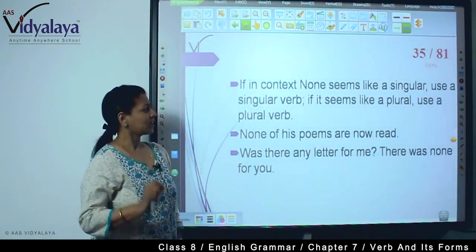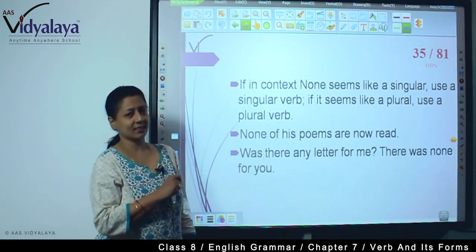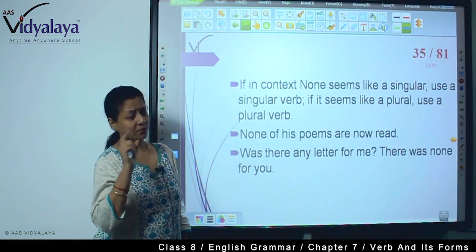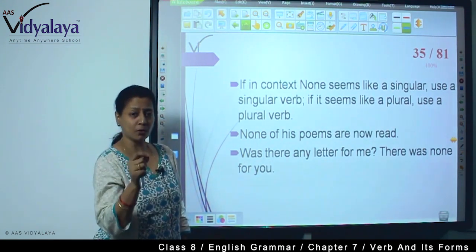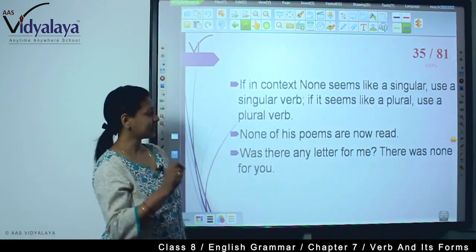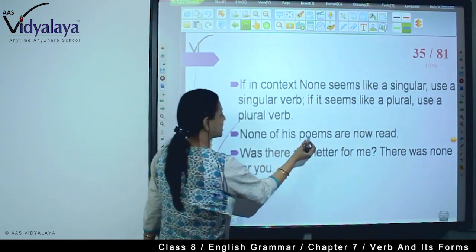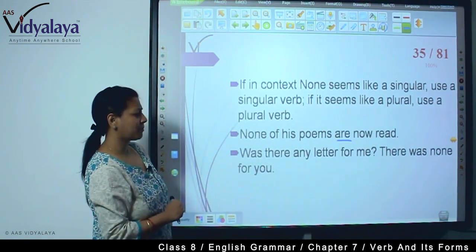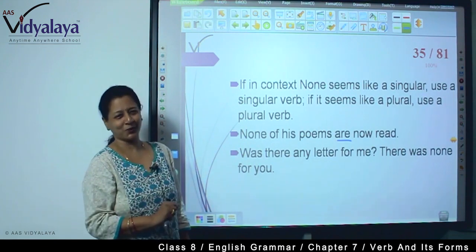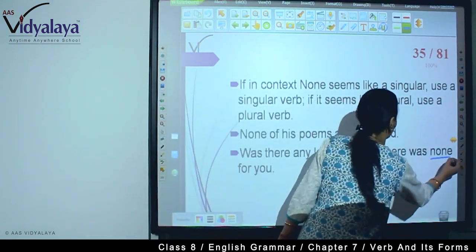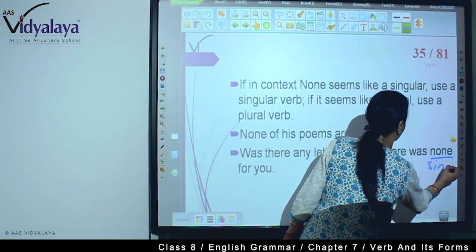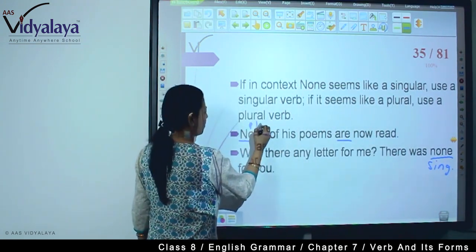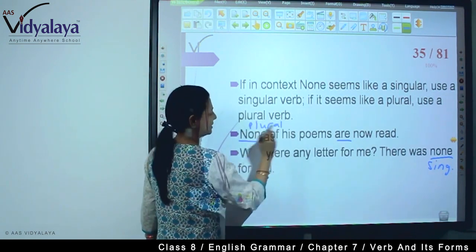Now, in context, "none" may seem like a singular. If it seems like singular, you will have to put the verb singular. And if it seems like plural, then you will have to put the verb plural. "None of his poems are now read." And "Was there any letter for me?" "There was none for you." So here you are seeing "none" as a plural and here "none" as a singular. So the verb is also like this.